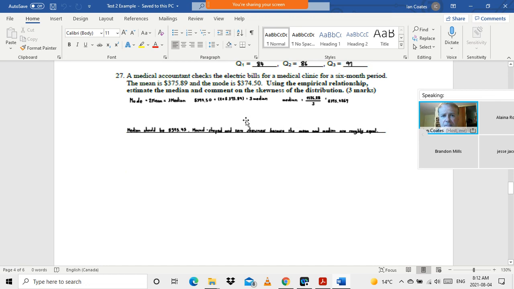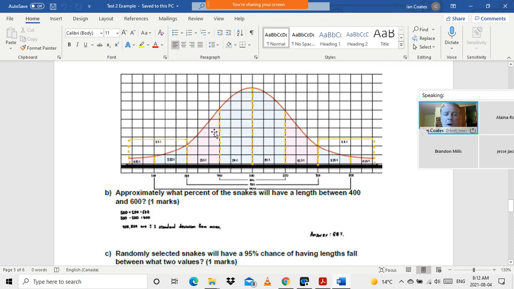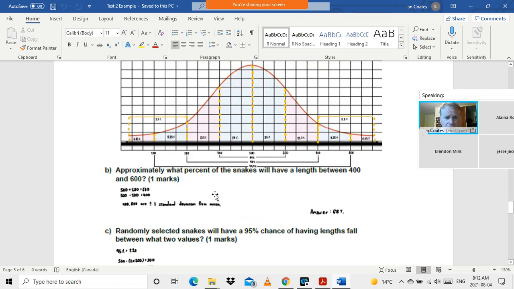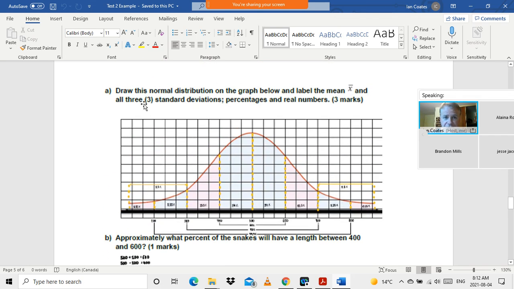This one here, you were using the empirical formula: mode plus 2 mean is equal to 3 median. That's what I was looking for there, and a little comment on skewness. That was 3 marks. For the second last page, a lot of people missed question A.